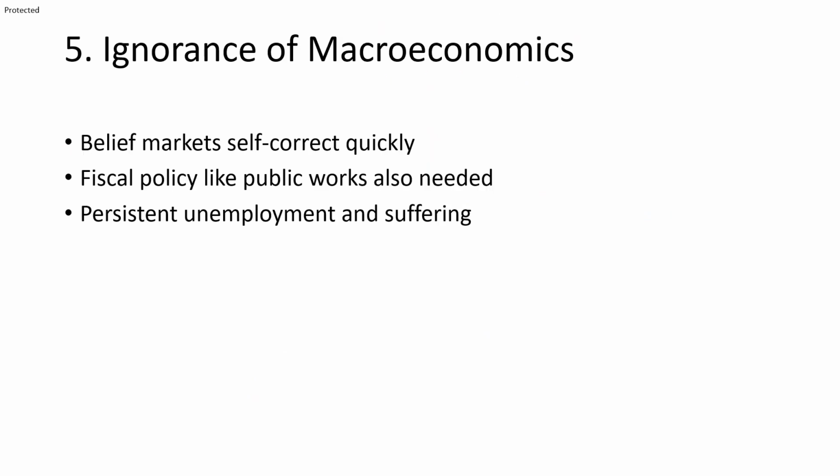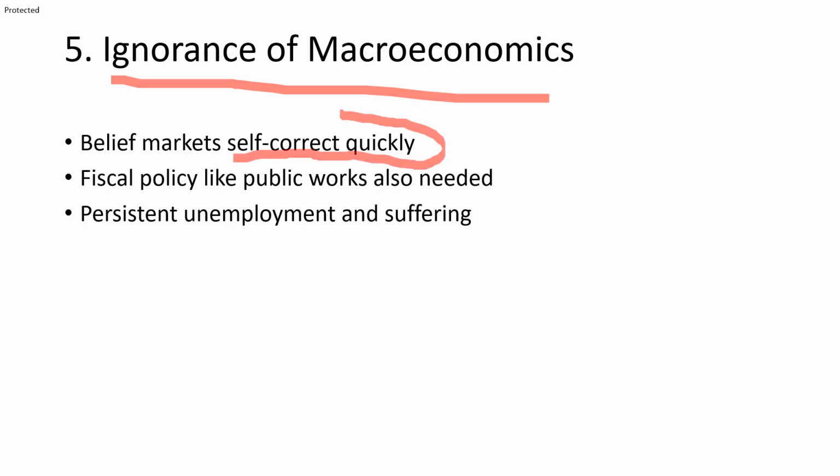So the next cause of the Great Depression is the ignorance of macroeconomics. During the early stages of the Great Depression, policymakers operated under the belief that the market would correct itself quickly. So there was the idea of laissez-faire or self-correcting markets. This belief led to significant delays in adopting aggressive fiscal policies such as public works programs, which could have stimulated demand and reduced unemployment. Compounding the problem was the initial economic policy approach that prioritized balancing the budget over stimulating the economy.